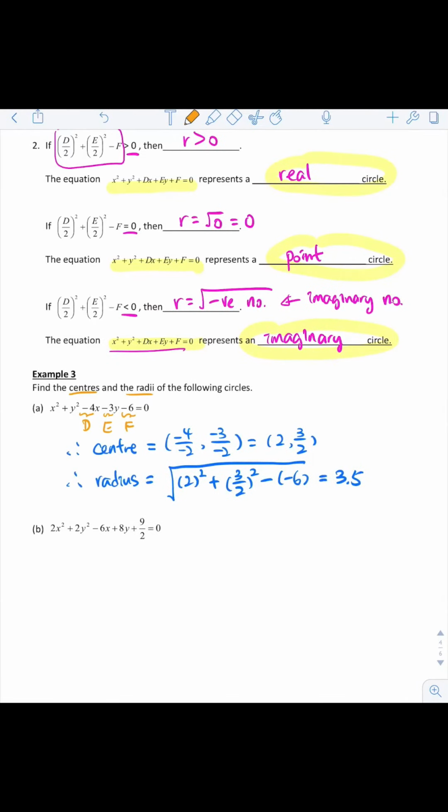For part B, for these equations in general form, what are the values of the constants D, E, and F? Are these correct? Okay, here, what we have to note. You find that the coefficients of x squared and y squared are not equal to 1. So the first step, we have to rewrite the equations so that both the coefficients of x squared and y squared are equal to 1.